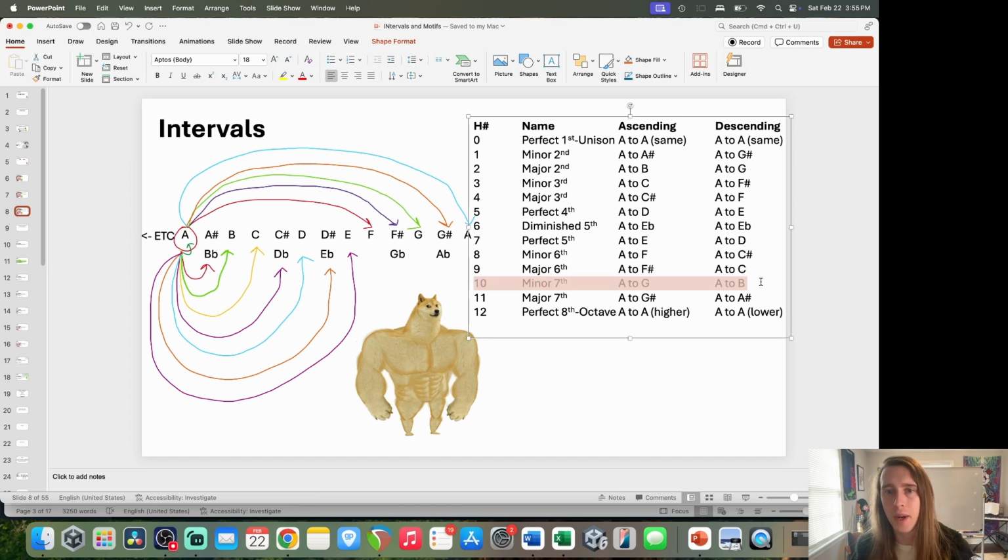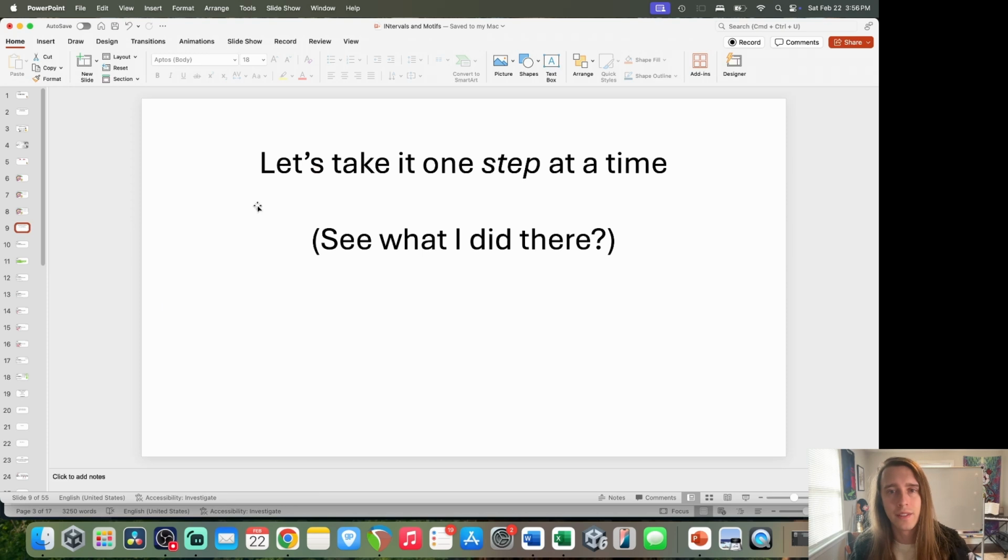10 half steps is a minor seventh, which is A to G ascending, A to B descending. 11 half steps is a major seventh, which is A to G sharp ascending, A to A sharp descending, and then finally 12 half steps is a perfect eighth, more commonly known as an octave, which means if you're ascending, you're going A to the next highest A, or if you're descending, A to the next lowest A. All right, that was a lot. Let's take it one step at a time.